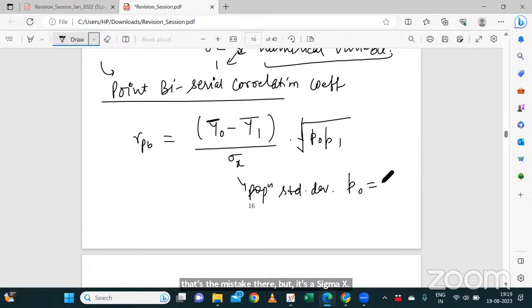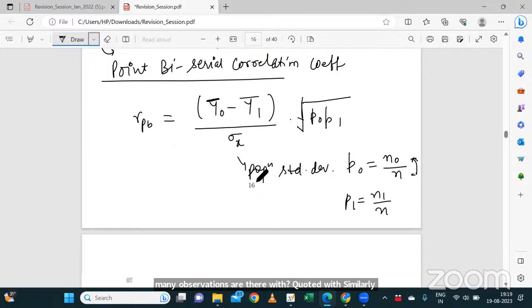P naught is nothing but the ratio of n naught divided by n, meaning the total number of observations, and how many observations are coded with 0. Similarly, P1 is nothing but n1 divided by n, and we have to find this out.